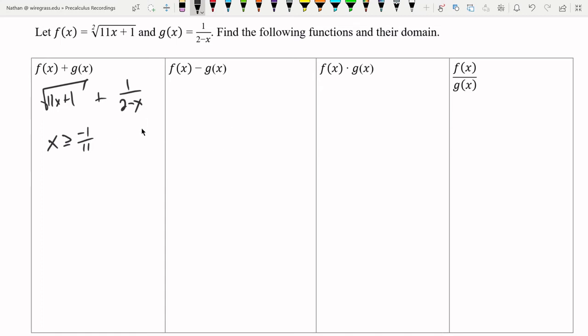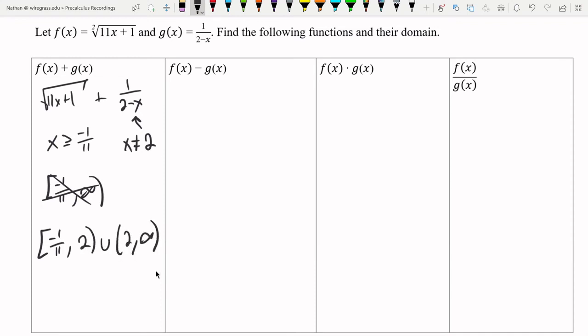And this portion says that x cannot equal positive 2. That gives us 0 in this denominator. So we have both of these things we have to consider. So this one says that we must have something like this. However, we must remove 2 from this because 2 is not in this domain. So this one's actually going to be negative 1 over 11 to 2 union with 2 to infinity. That's the full domain for f of x plus g of x.